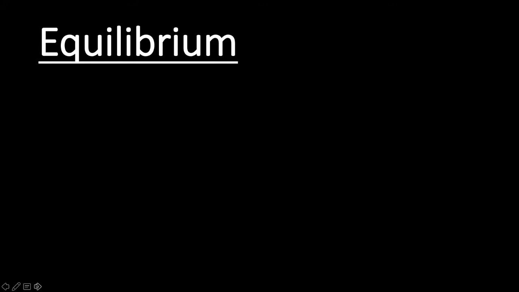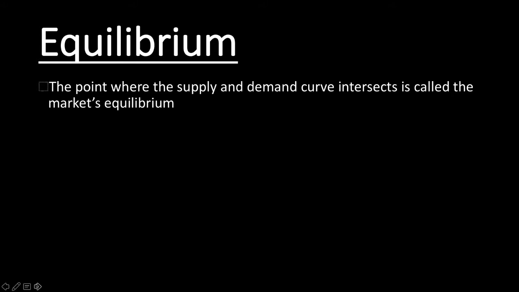All right, the final video that we're going to look at in terms of the laws of supply and demand and how markets operate is going to be all about combining supply and demand. And when we combine supply and demand, we create what's known as equilibrium. And that's the point where the supply and the demand curve intersect. So we have our downward sloping demand and our upward sloping supply.